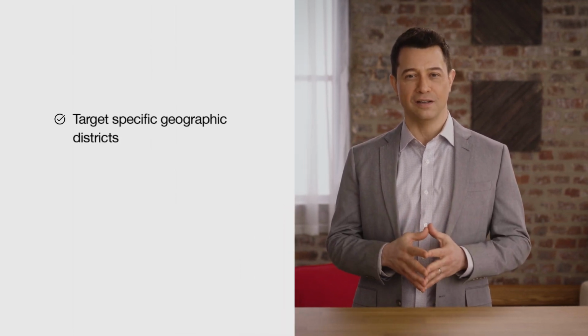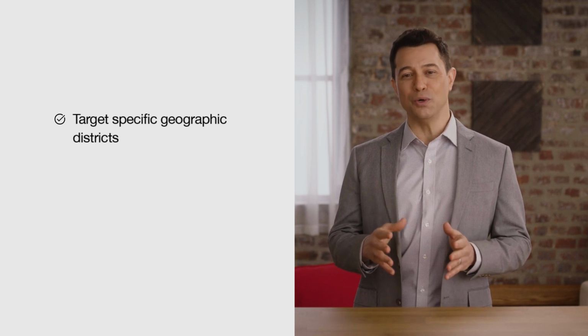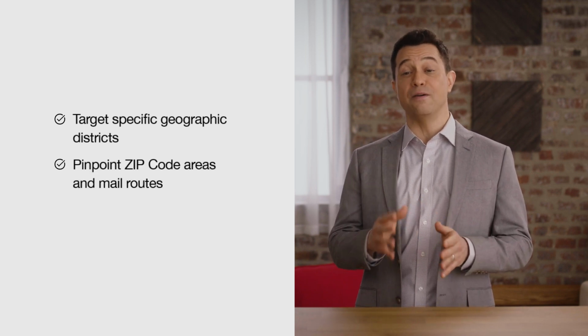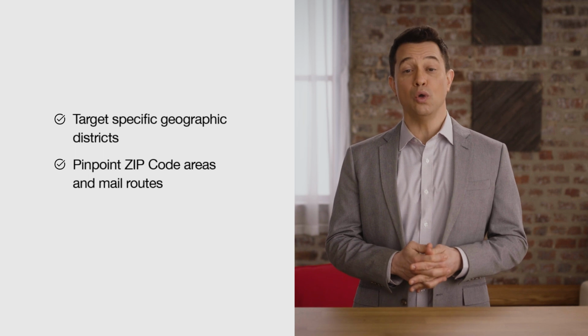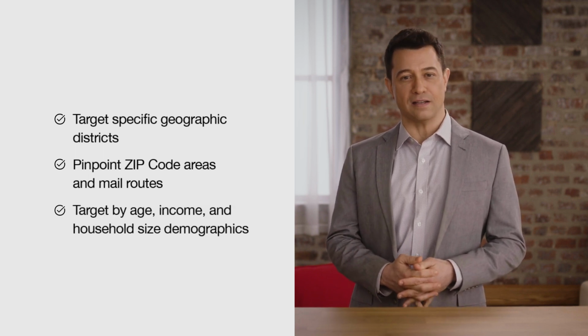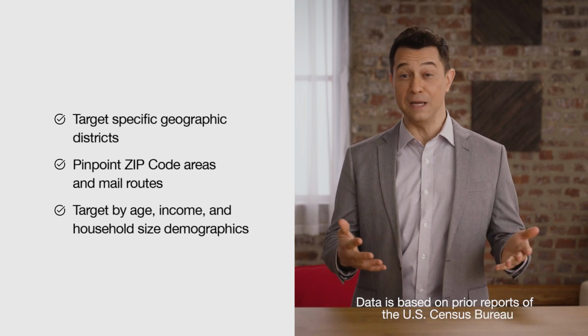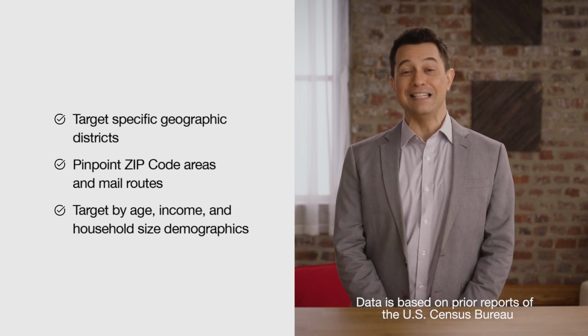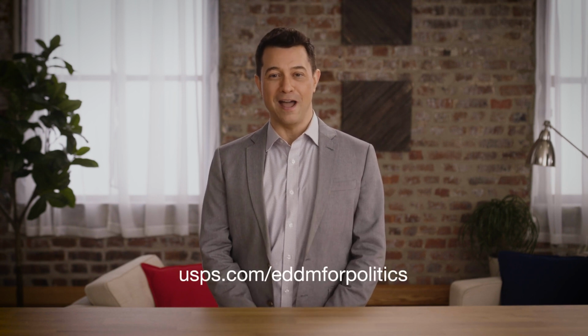With EDDM, you can reach constituents based on their specific geographic location and district. And using the EDDM online tool, you can pinpoint a zip code and the mail routes that are on it. The tool also uses Census Bureau data, so you can even see key demographics like age, income, or the number of people living in a household. There's even dedicated support for political mailings. Check out the link below for more on that.